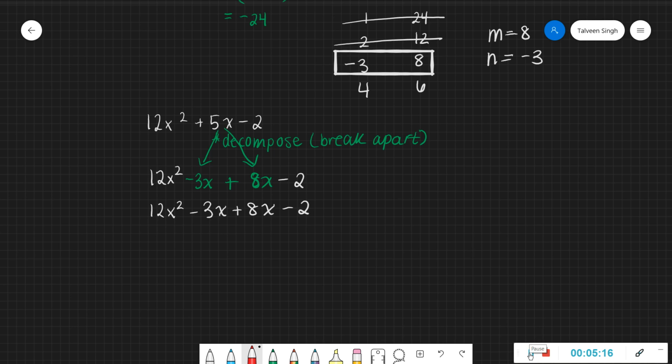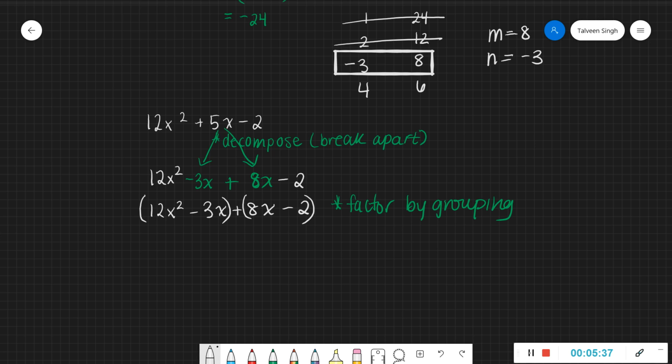Right? So then you have this. Now you can do something called factoring by grouping. So the next step is going to be factor by grouping, right? So I'm going to just go back and I'm going to put 2 brackets around my first 2 terms and brackets around my last 2 terms.